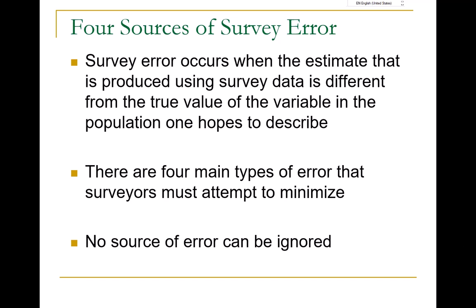Survey error is inevitable, but understanding and minimizing it is key to conducting reliable research. There are four main types of survey error that researchers must consider: coverage error, sampling error, non-response error, and measurement error. Each type of error can impact the accuracy of survey results, so it's crucial to address them in the survey design and implementation process. No single type of error should be ignored, as they all contribute to potential discrepancy between survey estimates and population parameters.